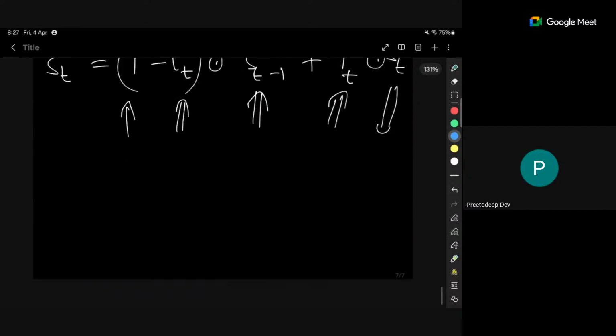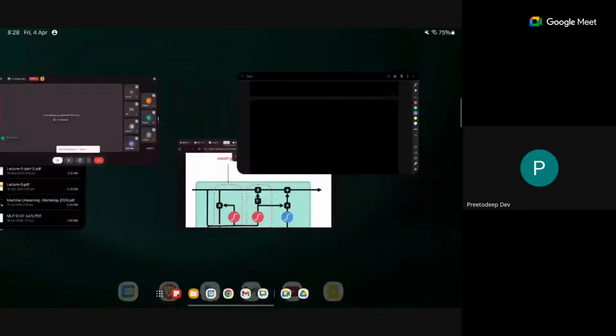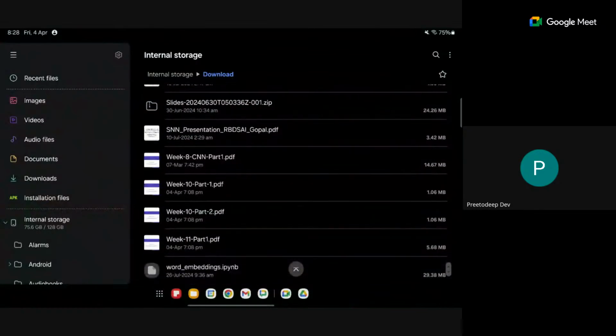Now comes the encoder decoder. If you have a doubt, you can ask before that. Otherwise, I'll just go through the slide for this.